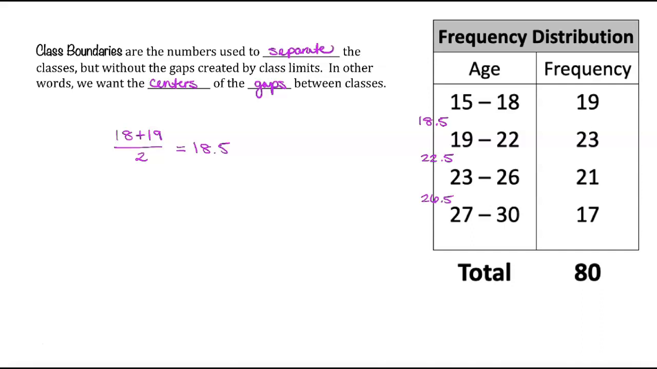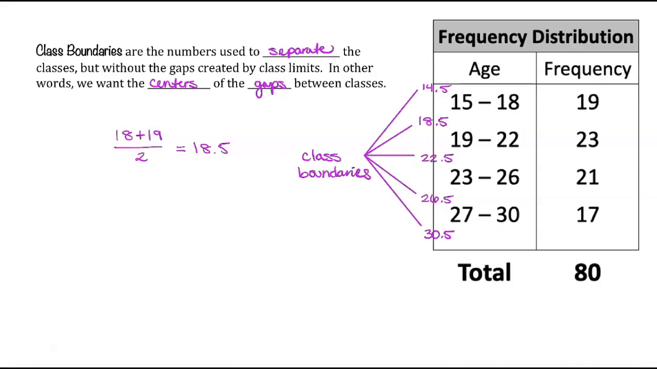There are two more class boundaries, and we can use the pattern that we've found so far to write those down. The class boundary that comes before the first class is the number 14.5, and the class boundary that comes after the fourth class is the number 30.5. So for this example, our class boundaries are these 5 numbers.